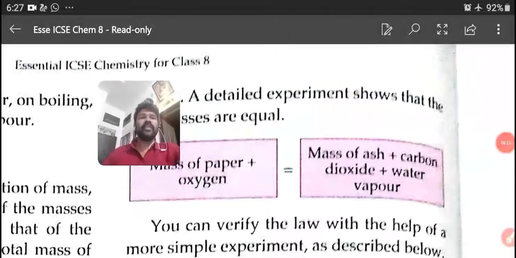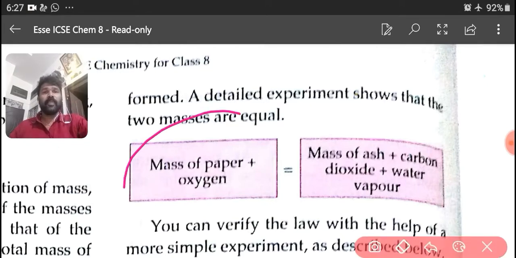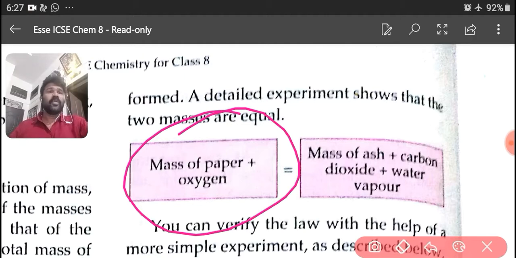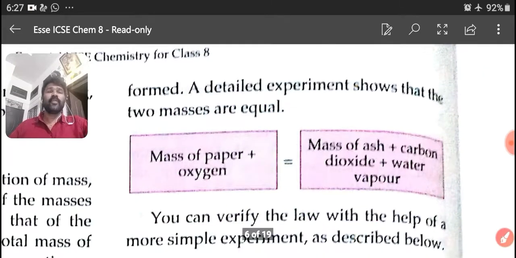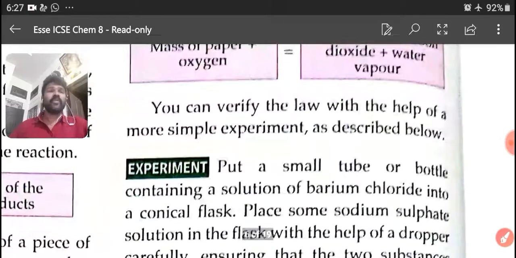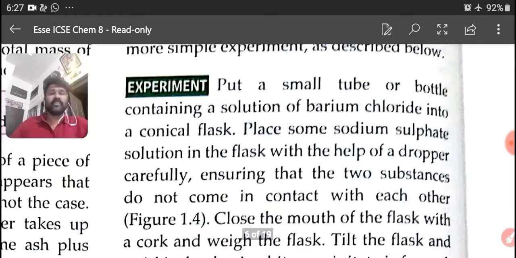A detailed experiment shows that the two masses are equal. Means the mass of paper plus oxygen is equal to the mass of ash plus carbon dioxide plus water vapor. Okay, you can verify the law with the help of a more simple experiment as described here. One more experiment we can discuss.